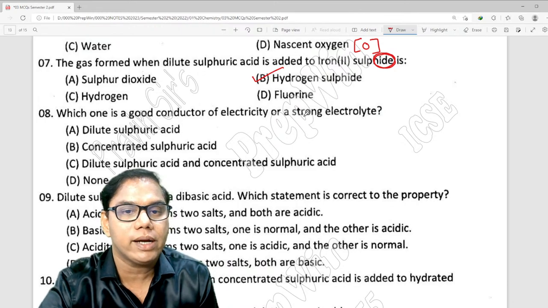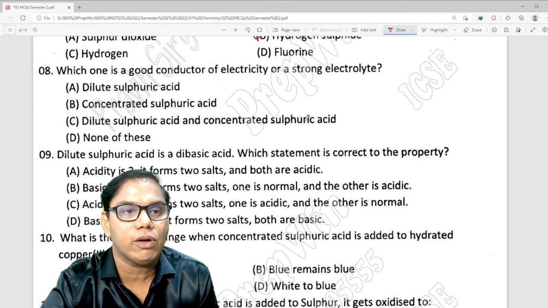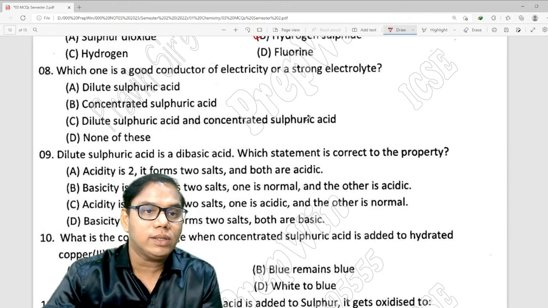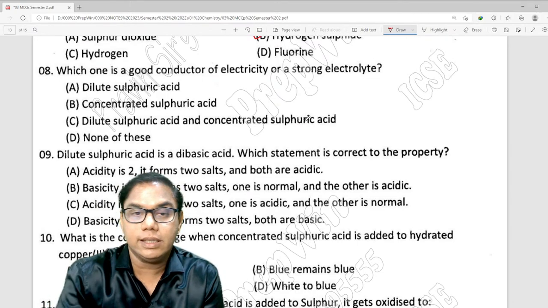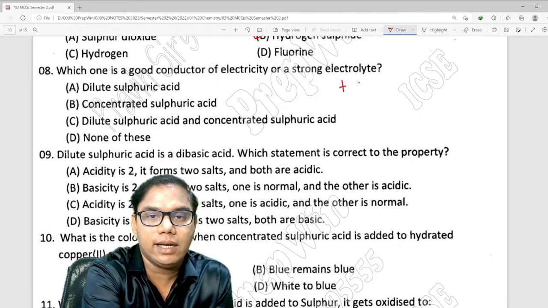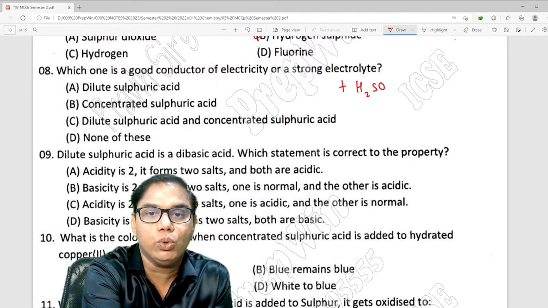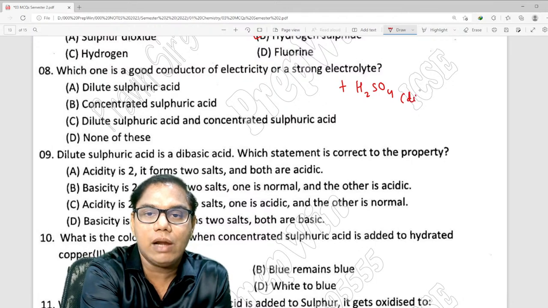Which one is a good conductor of electricity or a strong electrolyte? Dilute sulfuric acid, concentrated sulfuric acid, both, or none of these. Whenever you write a reaction, you have to mention dilute or concentrated, okay? Don't write your chemical reaction without this.